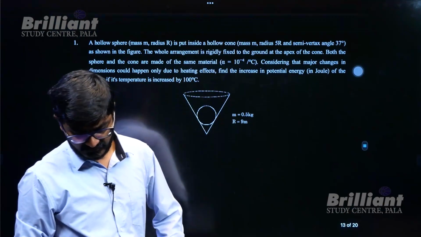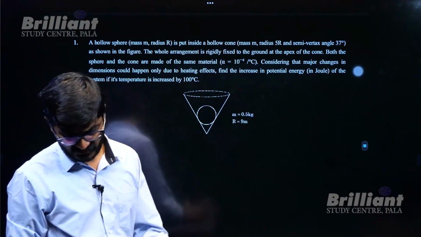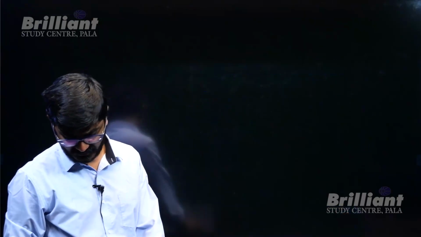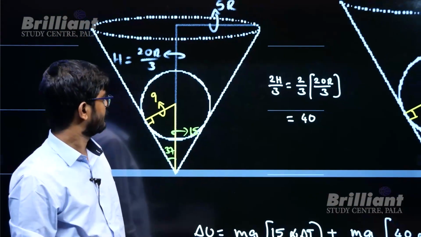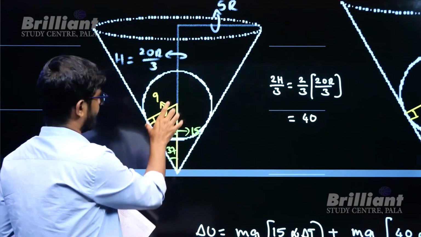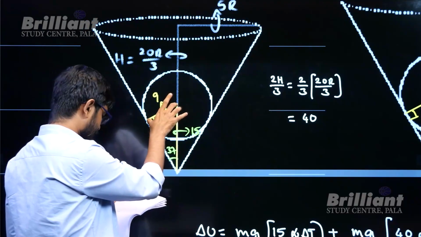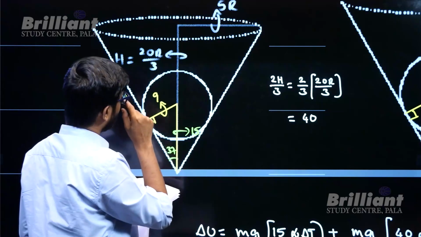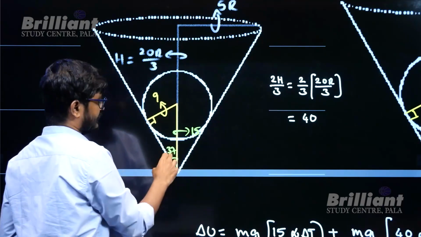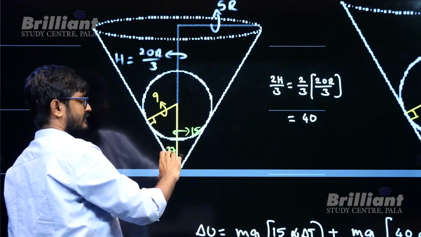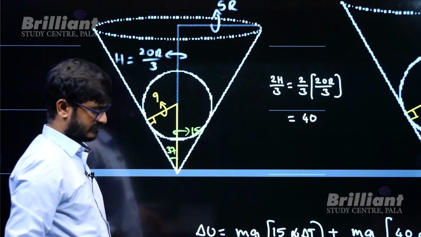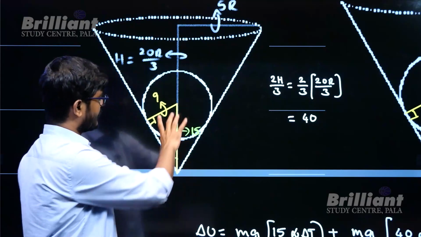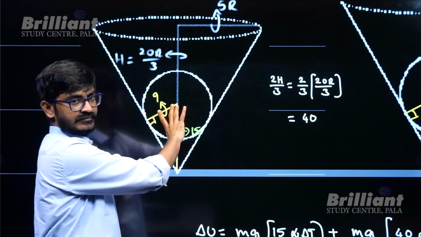A hollow sphere, okay, everything is heated, and you want to find the increase in the potential energy. So this is the initial situation. R value is 9, given in the question. Okay, R is 9 and this angle is 37, so I can use sin 37 and get this as 15. So that is fine. The center of mass of the sphere is initially at a distance of 15.